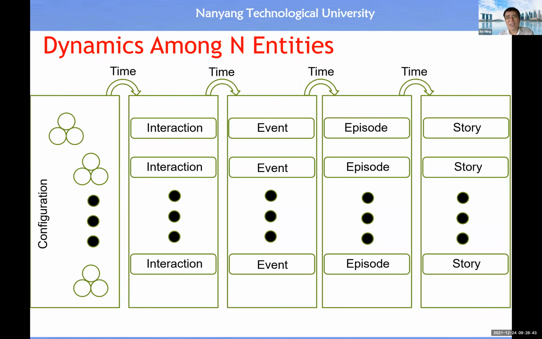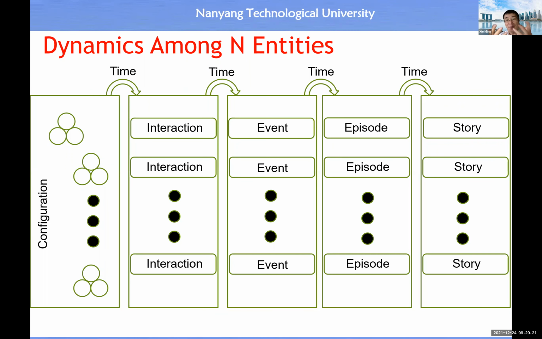And then if we have n entities which coexist in the space, we can talk about the configuration topology among these n entities. When this configuration topology evolves in time, due to the presence of a constraint, some entities may enter into action and reaction. So this action and reaction is called an interaction. When interaction evolves in time, we have an event. When events evolve in time, we have an episode. When episodes evolve in time, we have a story.